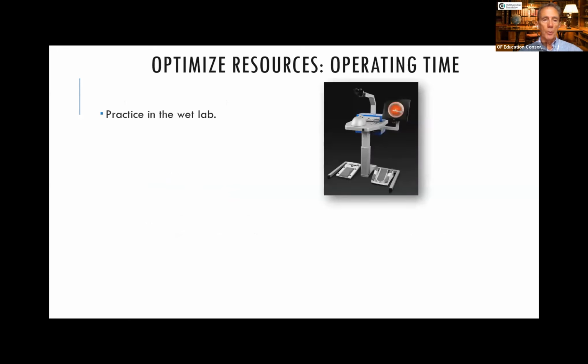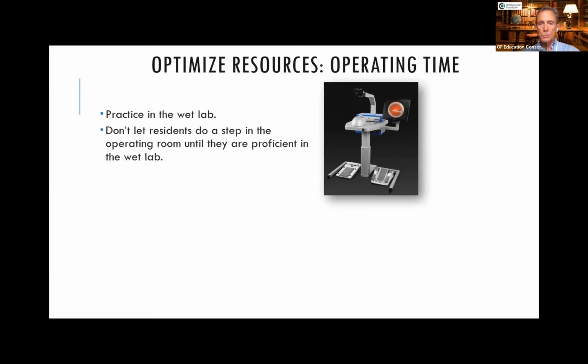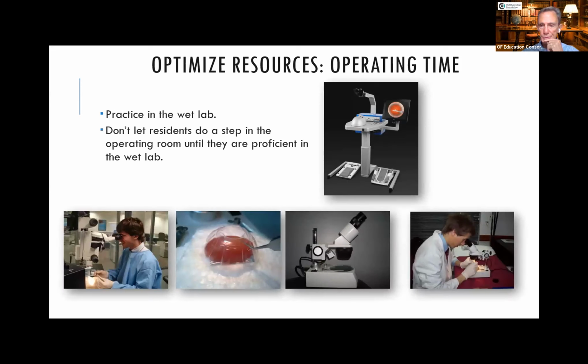The other way of optimizing operating time is to have them practice in the wet lab as much as they can. Don't let residents do a step in the operating room until they are proficient in the wet lab. There is no need to have expensive equipment to do this. There are very inexpensive practice microscopes, and with very few instruments, most of the surgery steps can be practiced. If the residents come to the operating room with well-developed and trained hand-eye coordination, patients, instructors, and themselves will benefit from this.